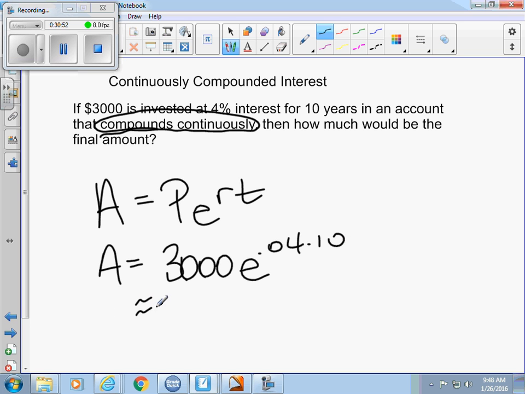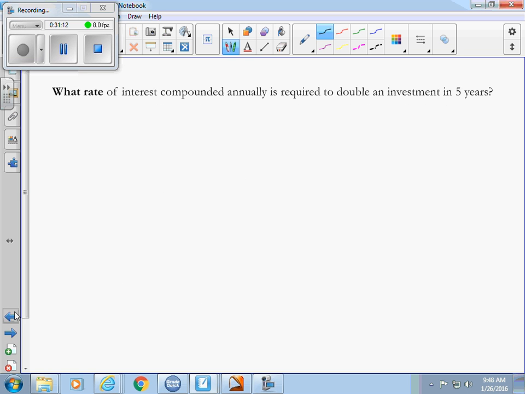Someone type that in your calculator for me. 4,000 what? So you can see it's not that much more than if you were compounding daily or weekly. A little bit more. Any questions about that one?